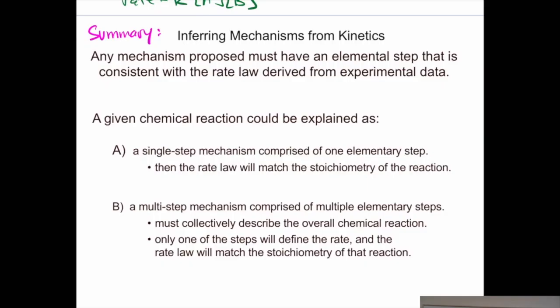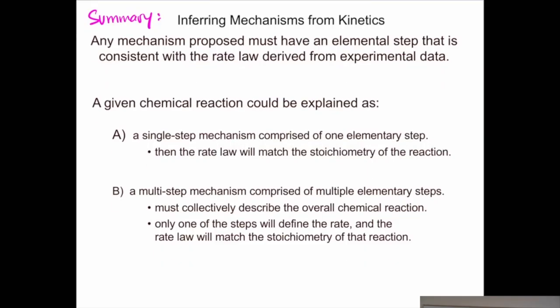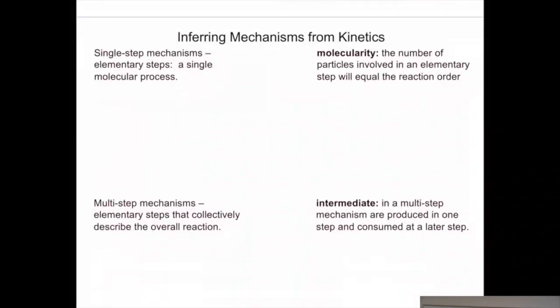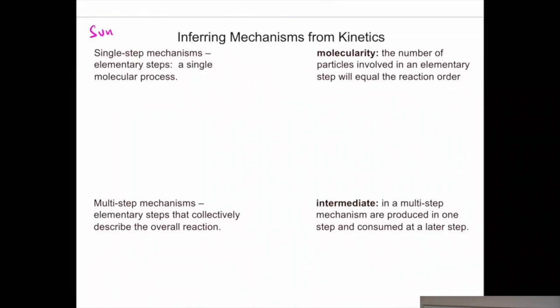And in fact, this next slide is a summary as well, but I want to add a few more things to the summary. So a few new terms to explain things to you. We have this idea now that we have individual steps, these elementary steps, and our proposed mechanism will either be a single step or it's a multi-step. But regardless, the rate law that we get from the coefficients has to match what we have experimentally. Now, there's a few new terms to describe.